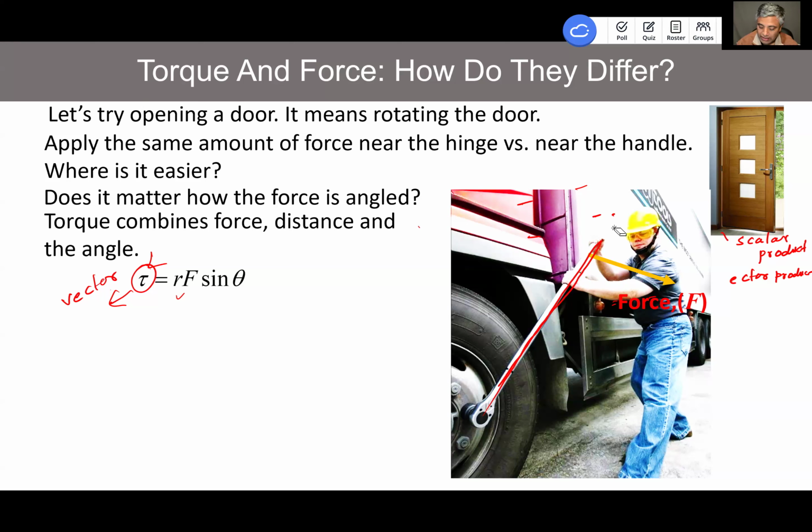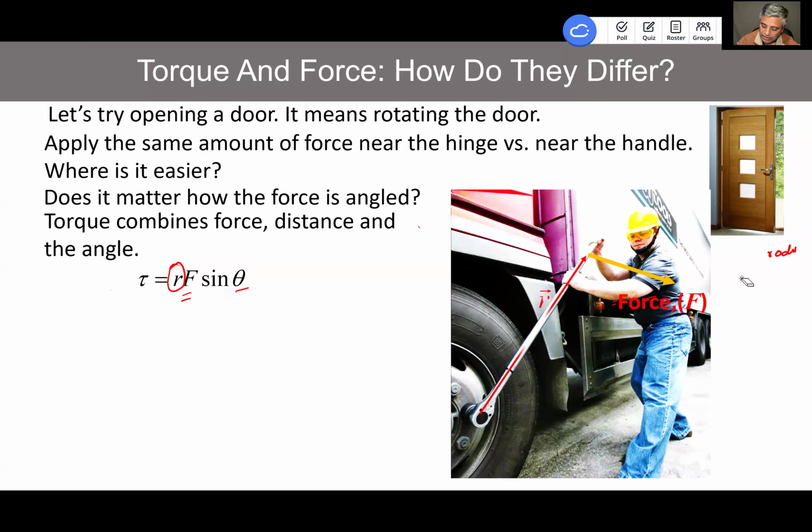So why can it produce larger torque? See, for a given angle and the force a person can apply, the longer the length, or the farther you apply the force from the axis of rotation, that means the larger the R, the larger the torque. So that's why these longer wrenches are called torque wrenches, because they can produce larger torque.